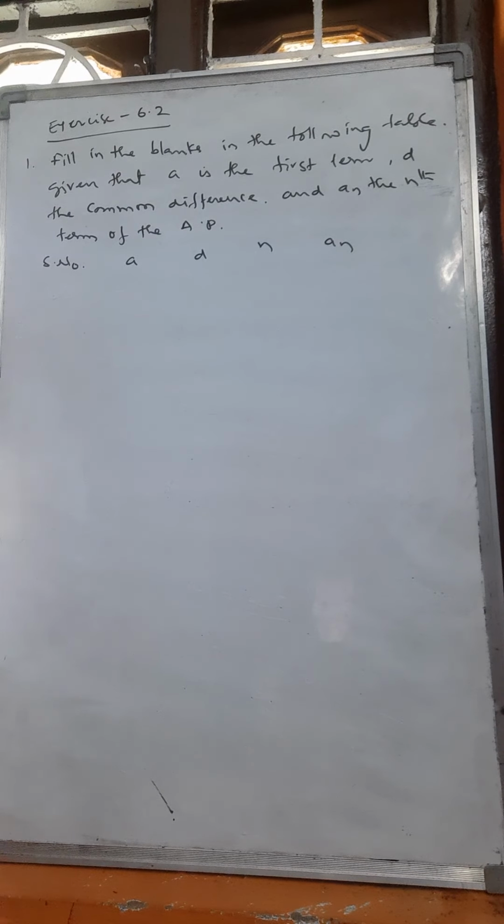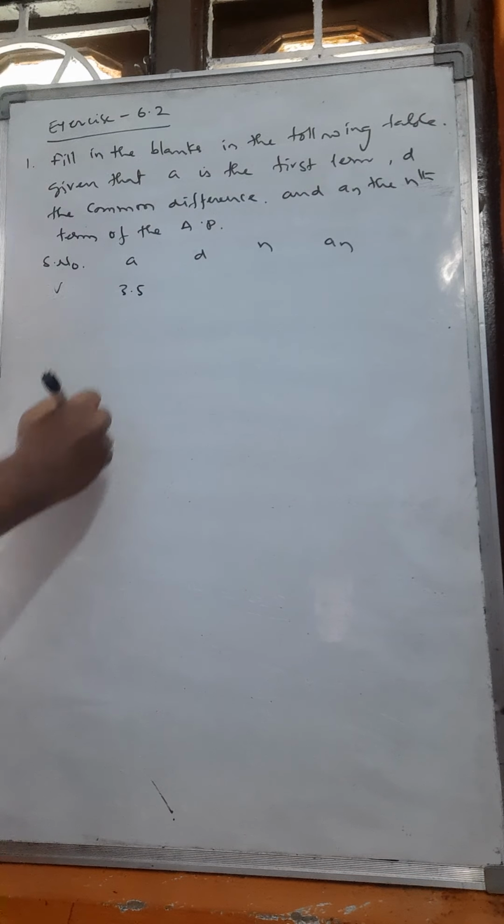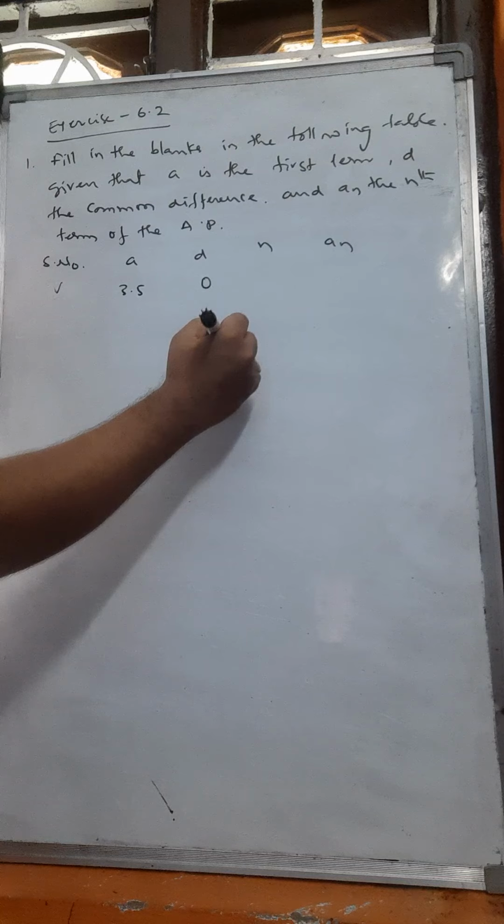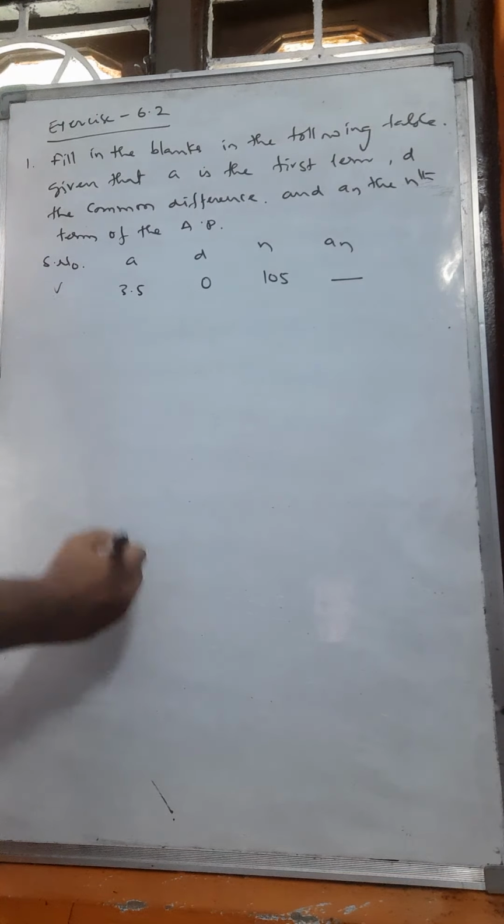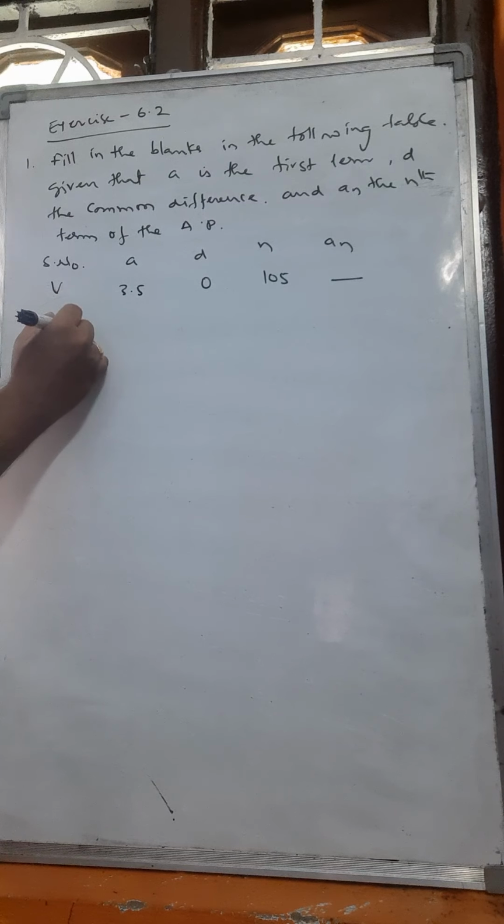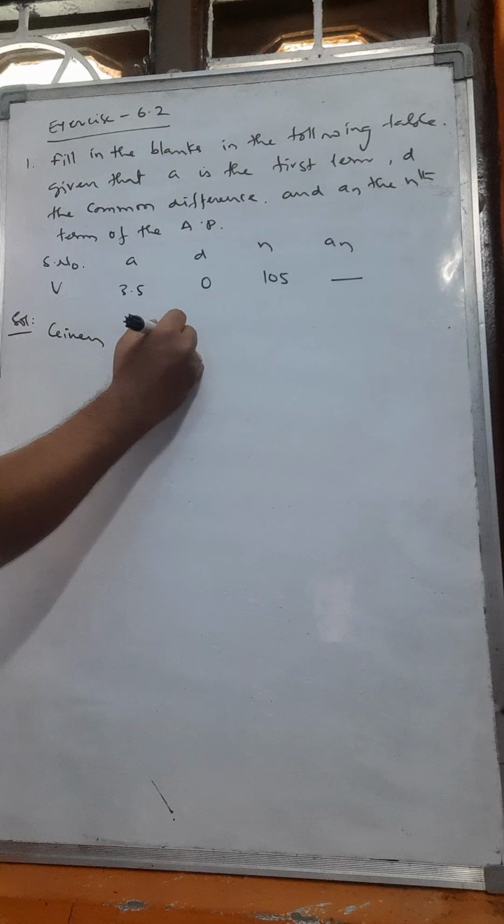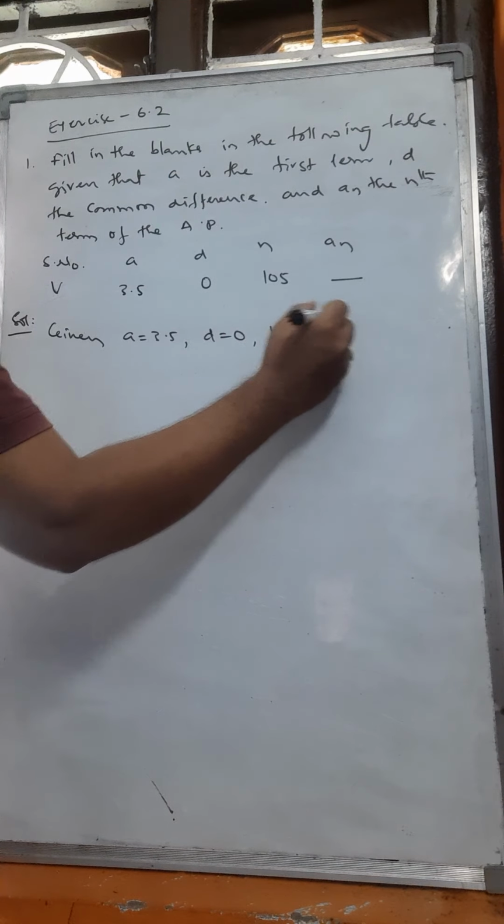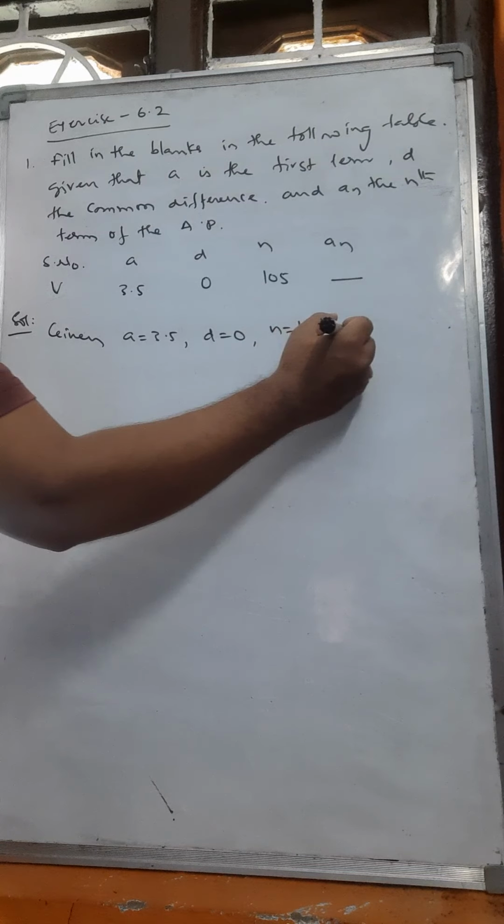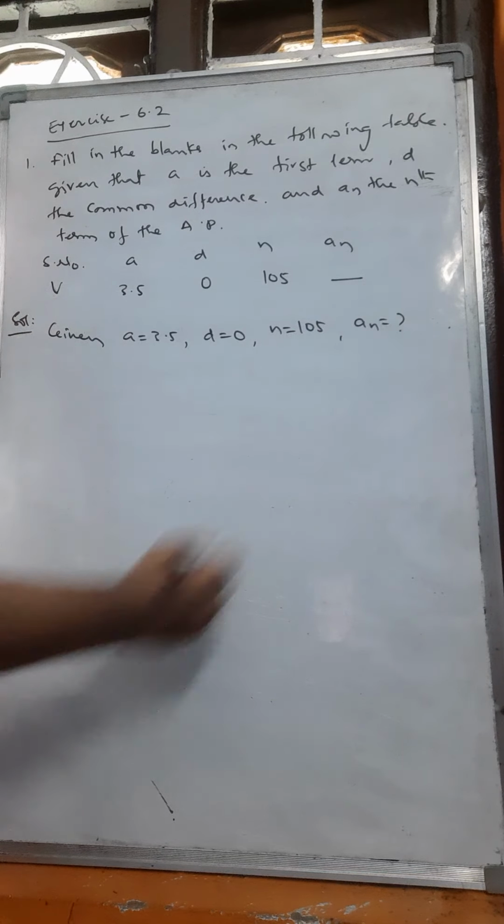The last problem in this bit, the fifth one: 3.5, 0, 105, how much? So given A is equal to 3.5, D is equal to 0, N is equal to 105, AN is equal to how much?